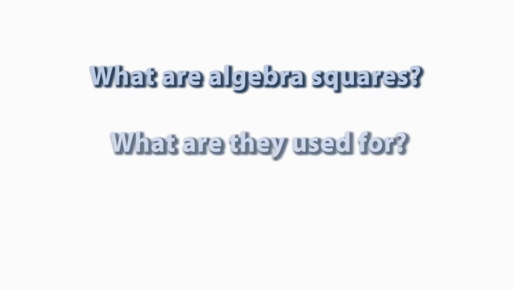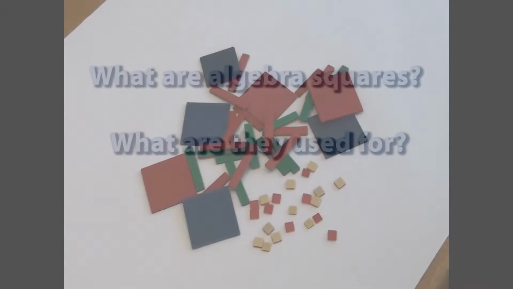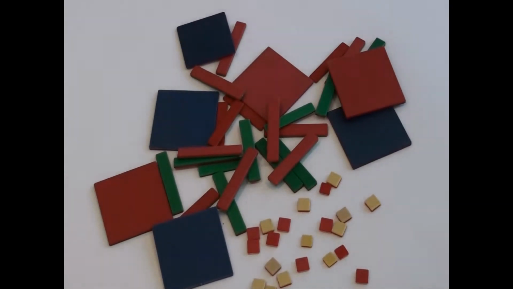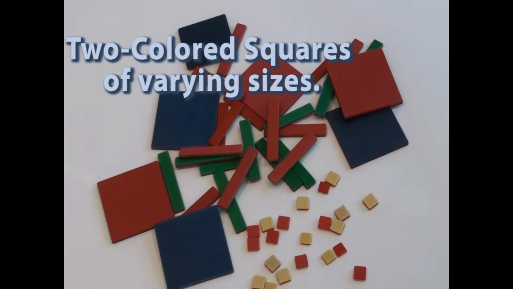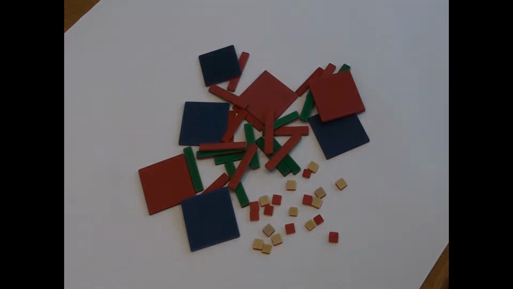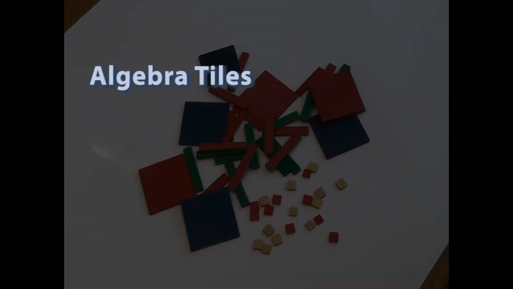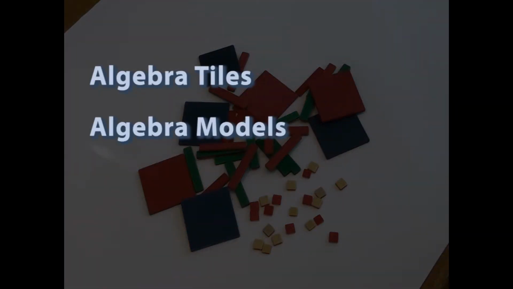So what exactly are algebra squares and what are they used for? These are algebra squares. As you can see, they are two colored squares of varying sizes. They are also referred to in a variety of ways such as algebra tiles, algebra models, two-colored squares.